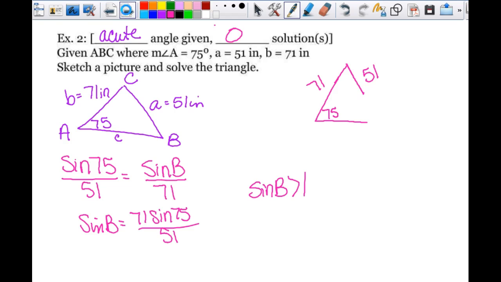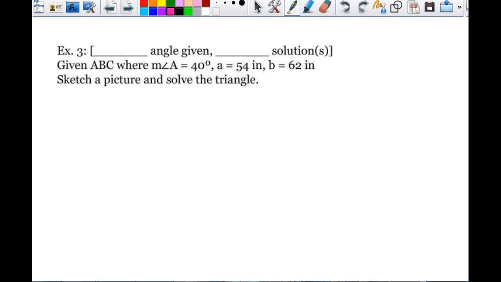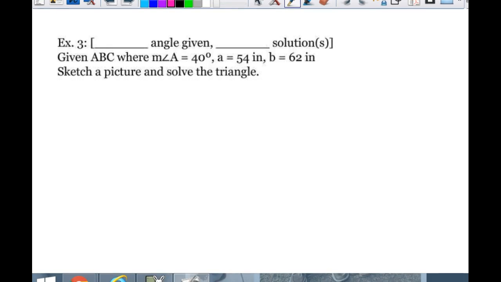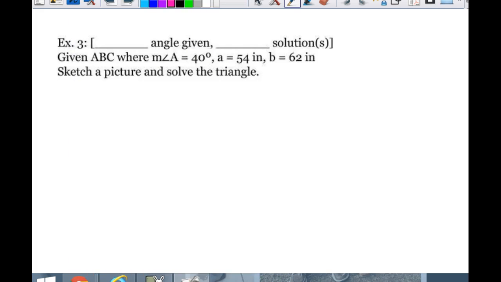So next one. And let's see if I can, sorry. Let me get to something up here. I need to, no. There we go.